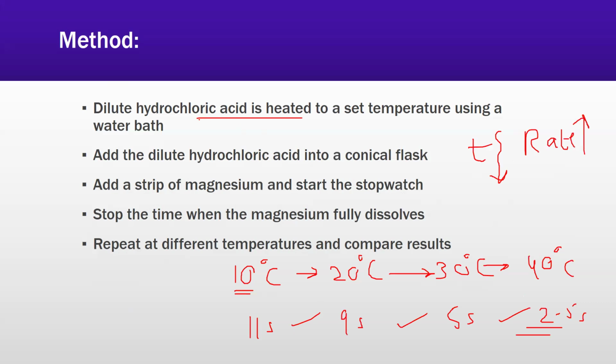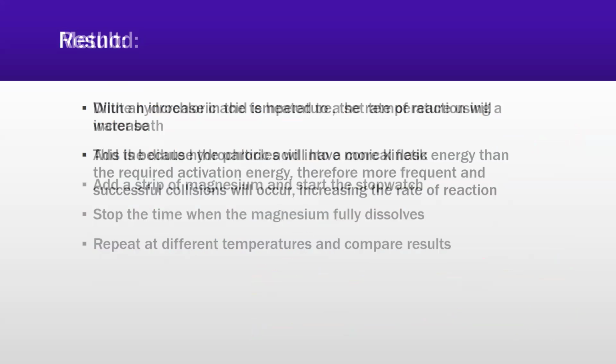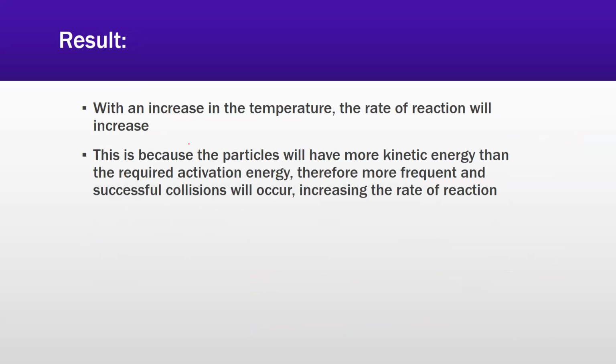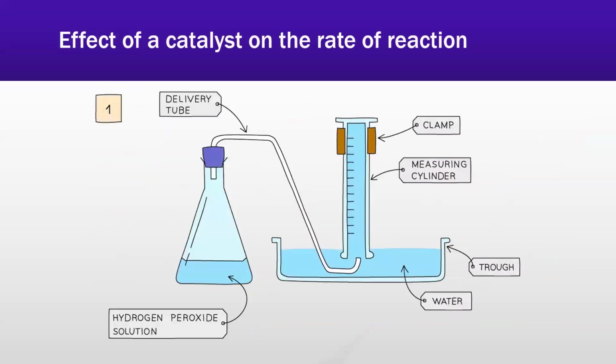So dilute hydrochloric acid is heated to a set temperature using a water bath. Add the dilute hydrochloric acid into a conical flask, add a strip of magnesium and then start the stopwatch. Stop the time when the magnesium fully dissolves and repeat the experiment at different temperatures so you can compare the results as well. The result would be that with an increase in the temperature, the rate of the reaction will increase, and this is because the particles will have more kinetic energy than the required activation energy. Therefore, more frequent and successful collisions will occur, and that would increase the rate of reaction.